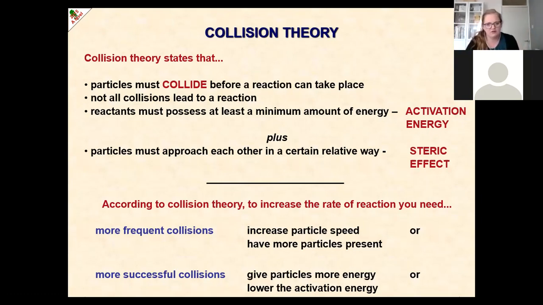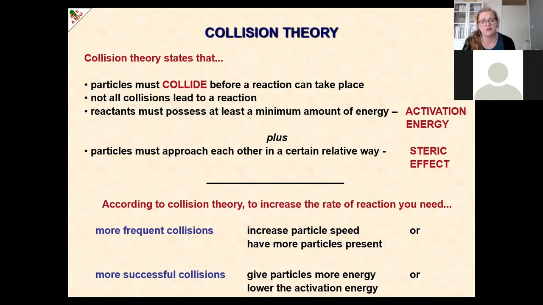To increase our amount of collisions, we can either increase particle speed or have more particles present. If we've got more there, they're more likely to collide with each other. It's like if we had a room with two people in, closed their eyes, wandered around, they would occasionally bump into each other, but not all the time. If we then put 50 people in that same room, they're going to be more likely to collide. Or we can speed the particles up.